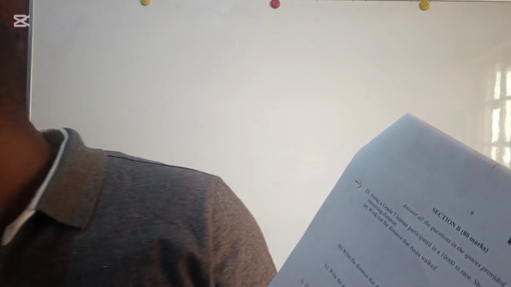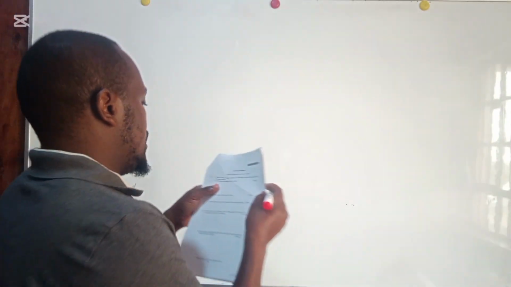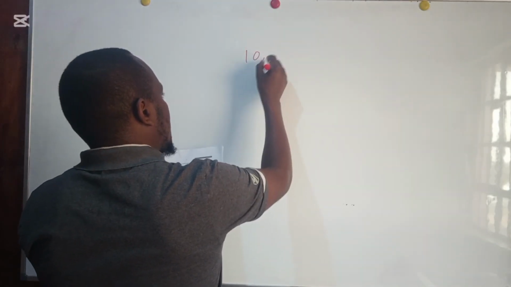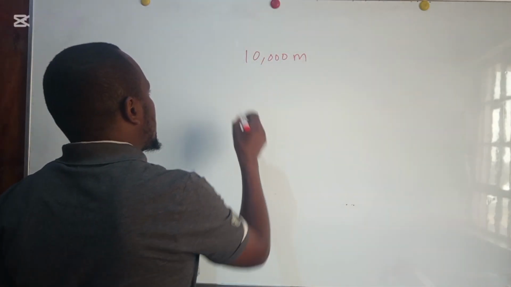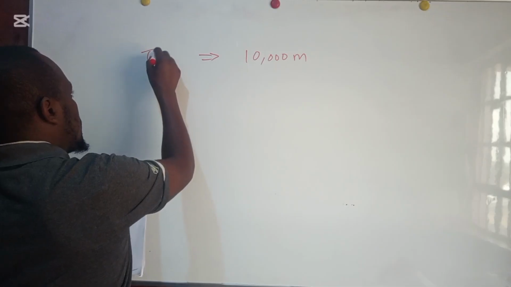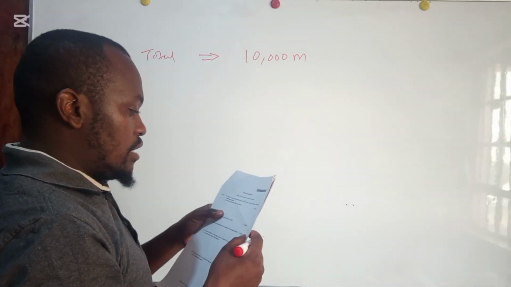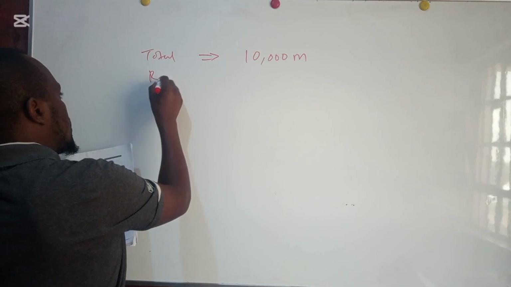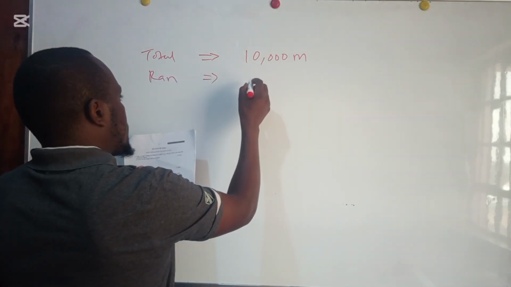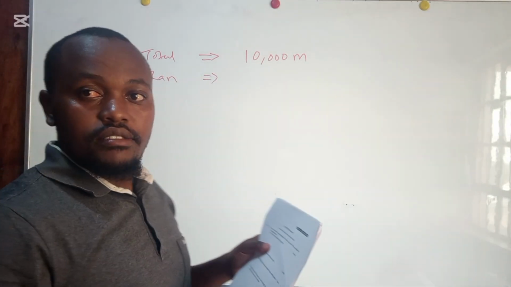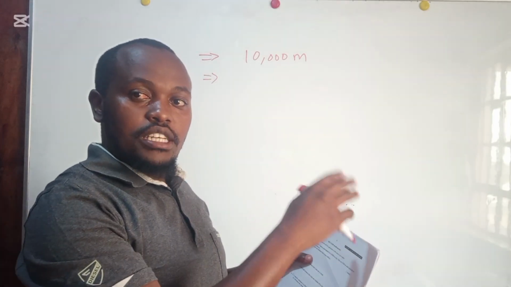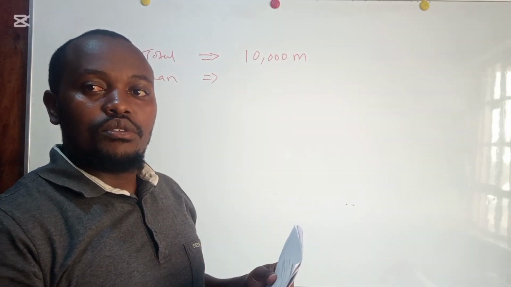So you have met this question many times. I know you have met similar questions in your exams. Now, you are told that Anita participated in a 10,000 meter race. So this was the total distance. However, she ran... at this point you can pause the video and try to attempt the question in 2 minutes, then you continue watching.